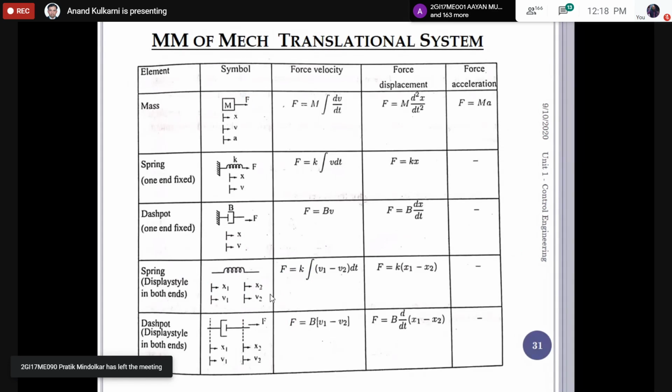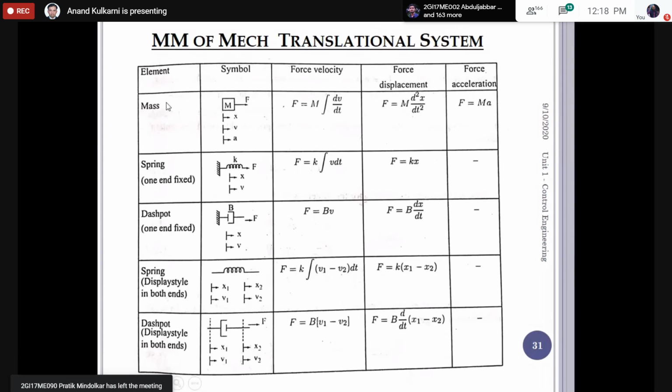Then you can see one table here. Mass is represented by m. It has displacement x, velocity v, acceleration a. Here, if you see, the input is force. The output is as per your choice.